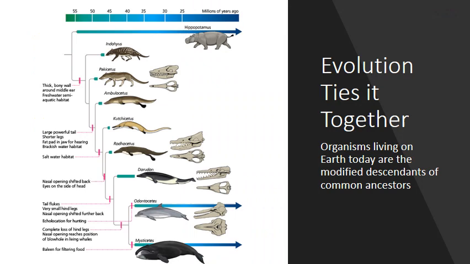Now, what ties all of these themes together is evolution. Organisms living on the Earth today are modified descendants of common ancestors. Here is, back to the whale, a possible evolution of the whale. Now, when we're talking about evolution, we cannot talk in certainties. This is a highly supported evolution of the whale, where you move from this organism that sort of hunted on land, this wolf-like ancestor of the whale, the Pakicetus, to an ambush predator, Ambulocetus.